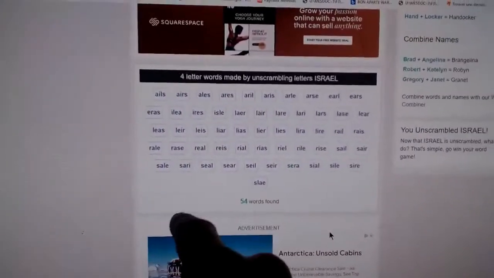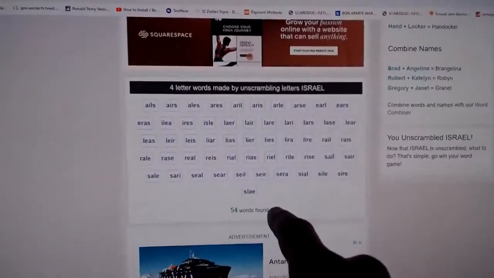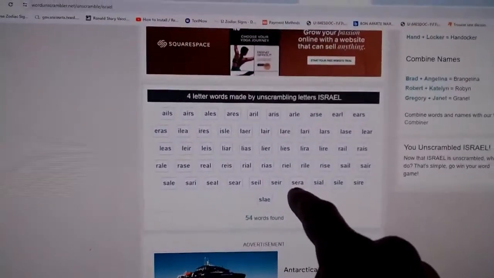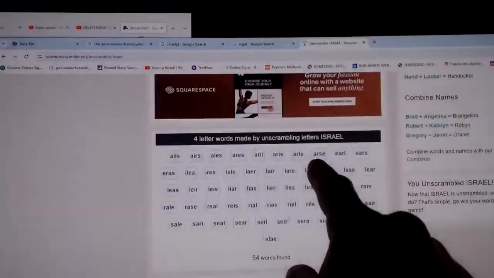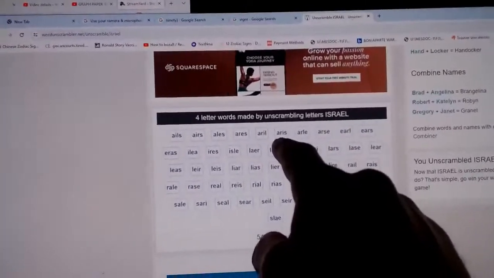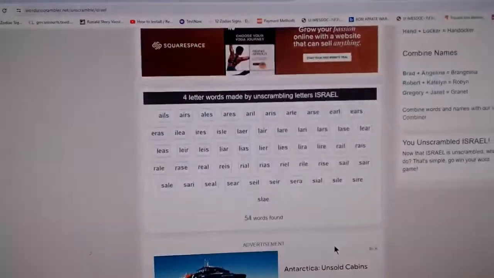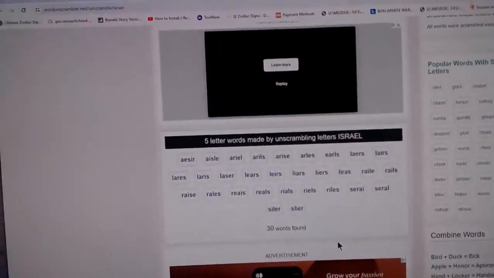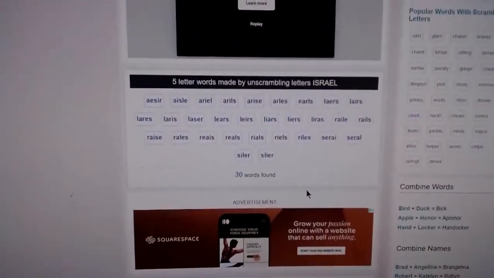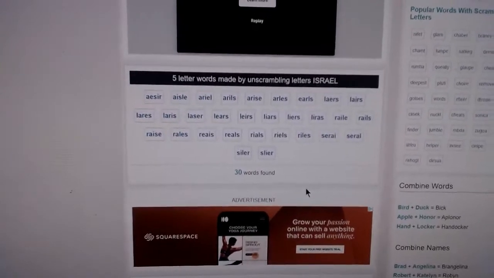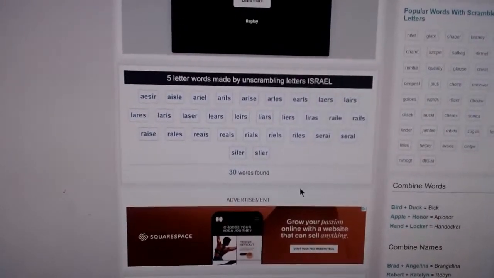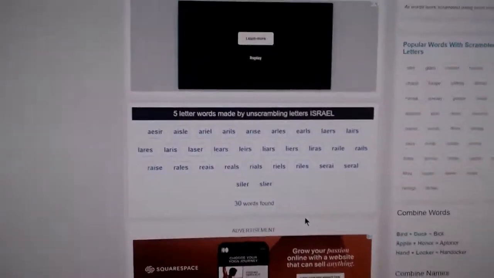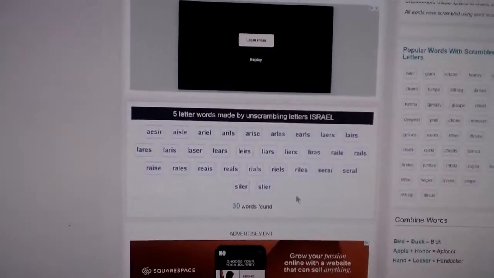And then you come to these words. You have real. You have sail. You have Sarah. Que sera. You have arse. You have aris. And then you have, in the five-letter words, you have sile, but you can also say silver, Ariel, layers, rails, the 11 train tracks, raise.